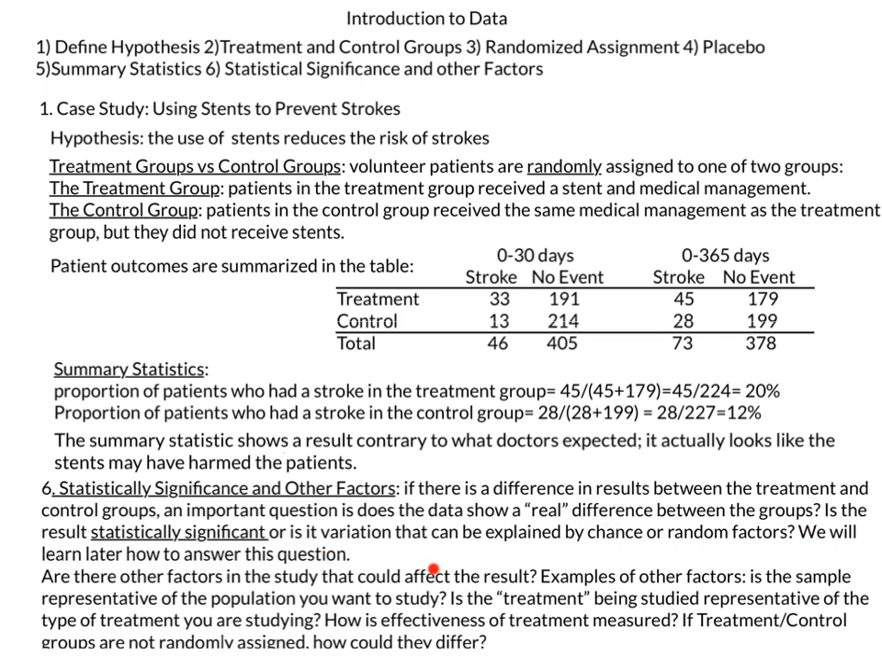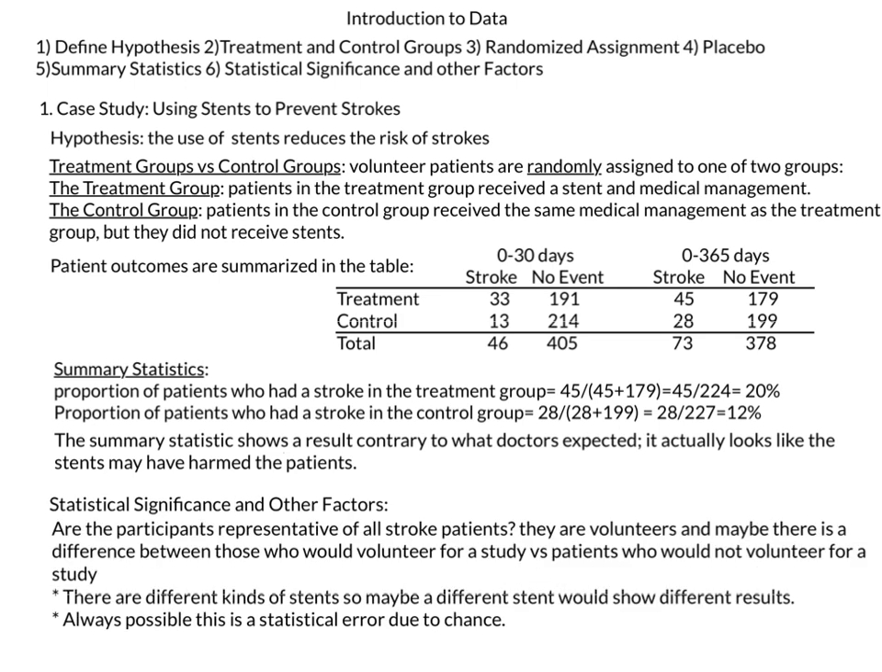But we can look at other factors. Is the sample representative of the population you want to study? Is the treatment being studied representative of the type of treatment you're studying? How is effectiveness of the treatment measured? And if treatment and control groups are not randomly assigned, how are they different? So one of the first questions: are the participants representative of all stroke patients?